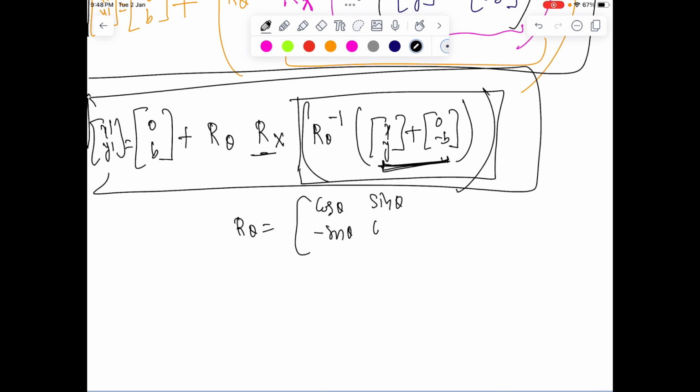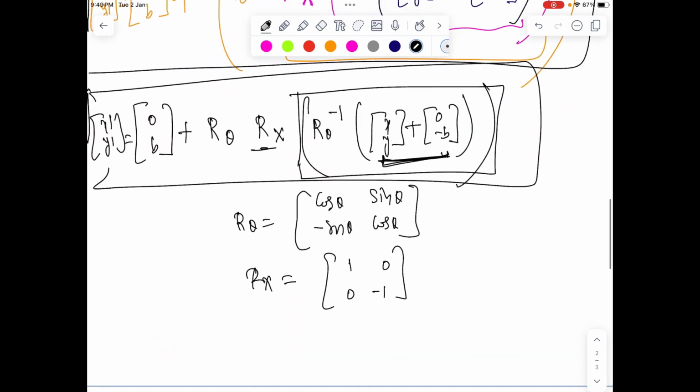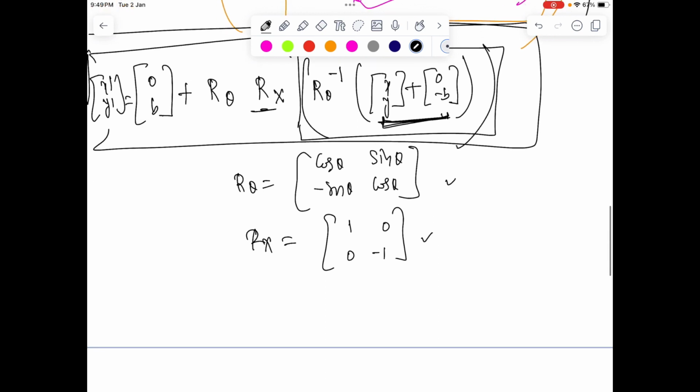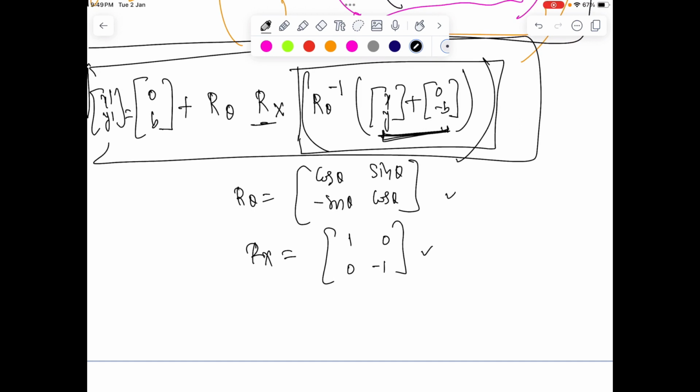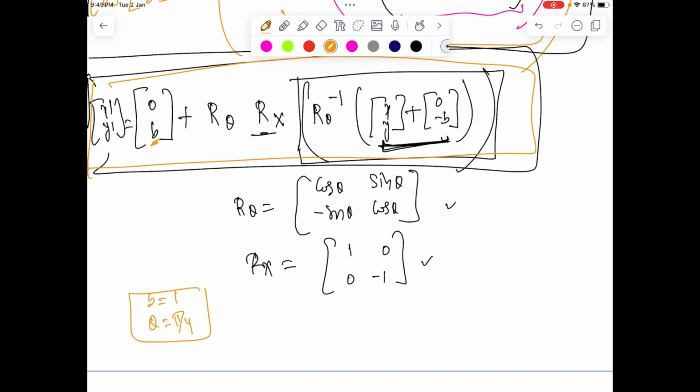So let's say I define r theta as cos theta, sin theta, and minus sin theta, cos theta, and rx is defined to be 1, 0 and 0, minus 1. So let's say r theta is defined like this, and rx is defined like this, and I ask you to find x dash y dash for a given value of theta and b. So if r theta and rx are given, and you're asked to calculate this entire operation for b equal to 1 and theta is pi by 4.